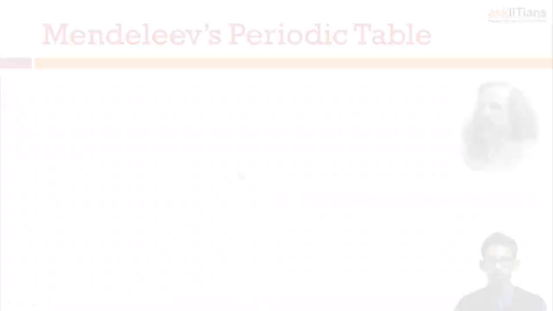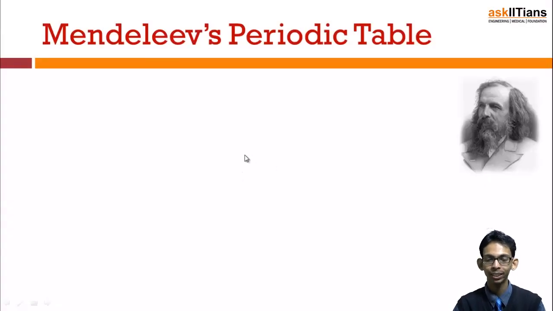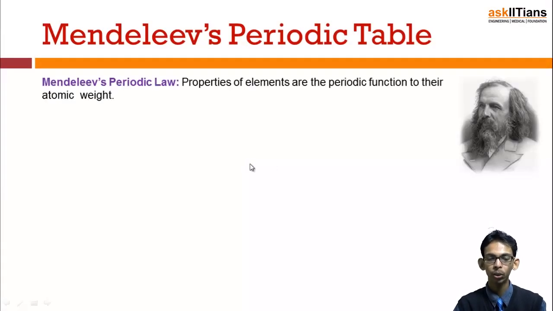Let's start. Mendeleev's periodic table was based on a law known as Mendeleev's periodic law, according to which properties of elements are the periodic function of their atomic weights. That means if elements are arranged in increasing order of their atomic weights, we find that the properties of the elements are repeated after a particular interval.